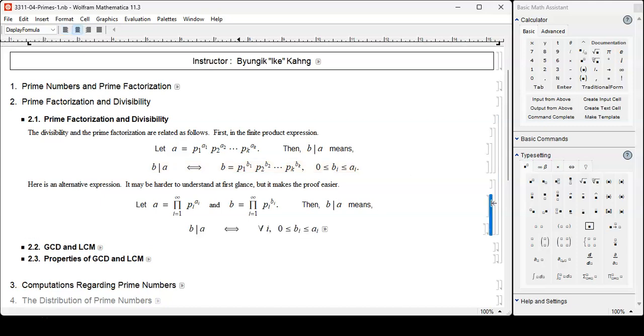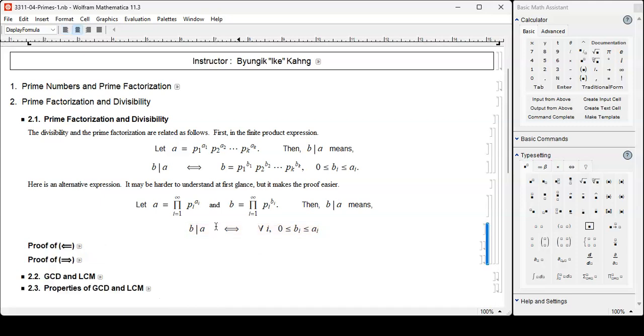The infinite product expression is here. So we have all primes, and B divides A means the powers bi are less than or equal to the powers ai all the way. And of course, if ai is 0, then squeezed in between, bi will be 0 as well. That's going to be a little bit more convenient for us in terms of proof especially, so let's prove it.